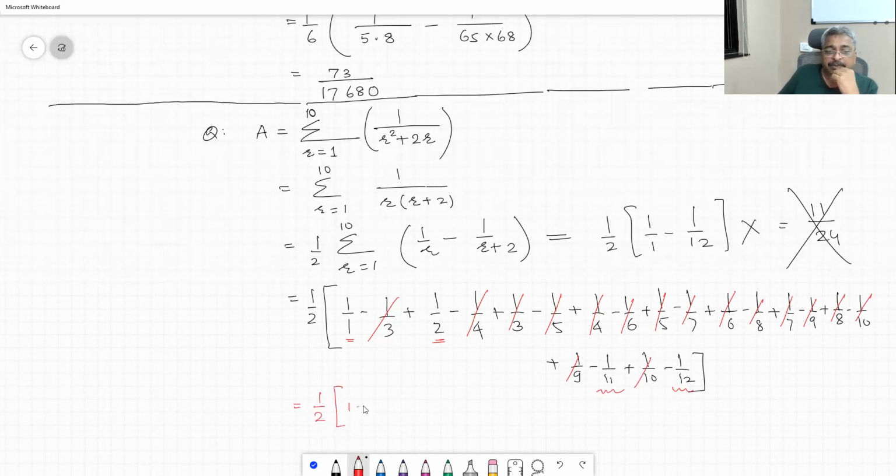inside bracket 1 plus half, minus 1 upon 11 minus 1 upon 12.